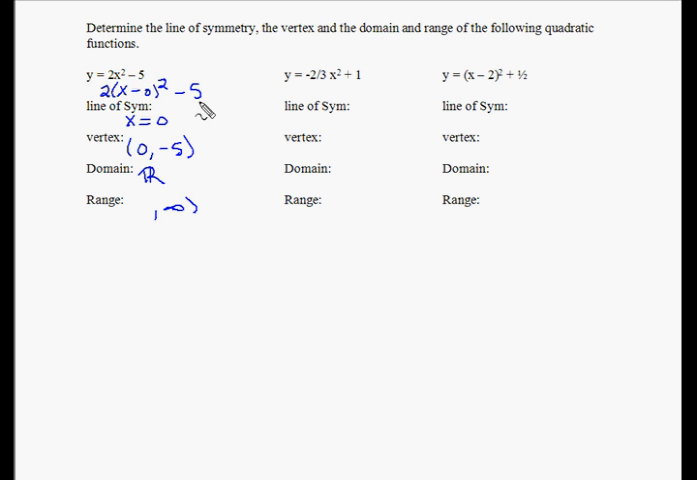And where does it start? It starts down here at negative 5. So that's a bracket, negative 5 to infinity. Let's try another equation. y is equal to negative 2/3 x squared plus 1.